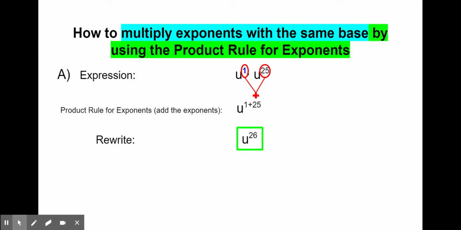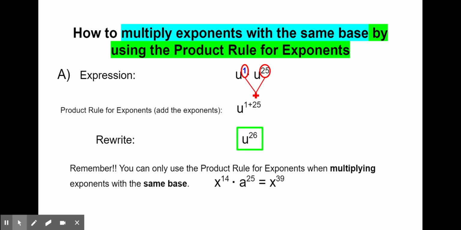Now, there's some important things to remember about this product rule for exponents. You can only use the product rule for exponents when multiplying exponents with the same base. So if we had something like x to the 14th power times a to the 25th power, we couldn't get x to the 39th power. That would not be true because x is one base and a is a different base. So we wouldn't be able to use the product rule here. All we'd be left with if we needed to multiply these is x to the 14th times a to the 25th power. We're not simplifying anything.